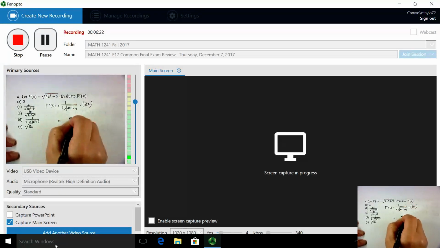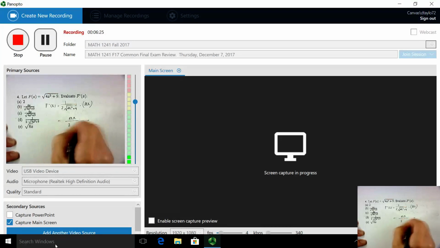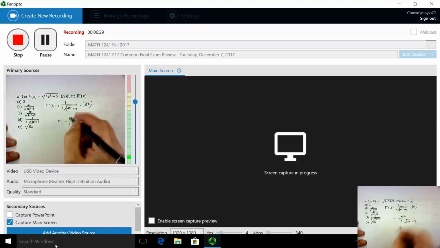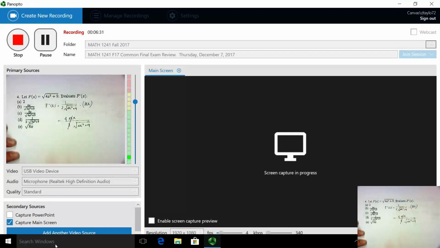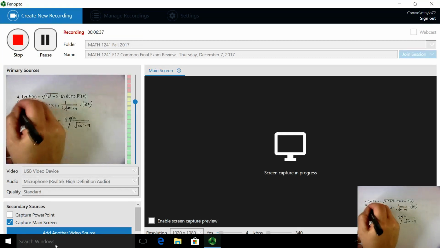So let's see, 8x over 2 times the square root of 4x squared plus 9. 8 over 4 is equal to 4. And so this matches answer B, I believe. Yes, answer B.